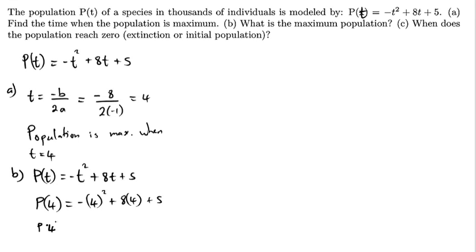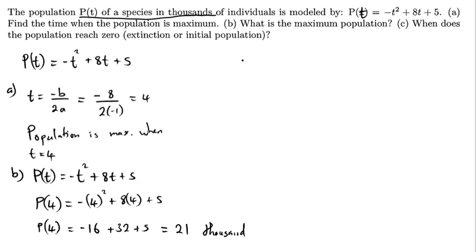So P of 4 will be equal to negative 16 plus 32 plus 5. Now negative 16 plus 32 is 16, plus 5, we get 21. Since P of t is in thousands, we'll just say 21,000.